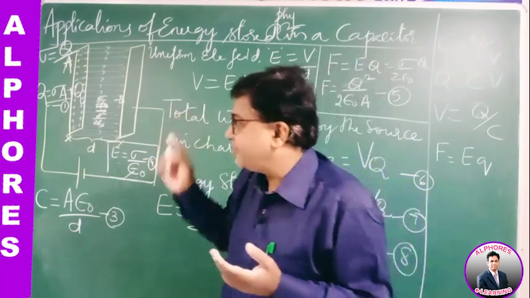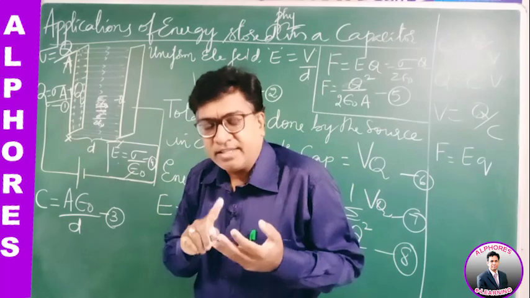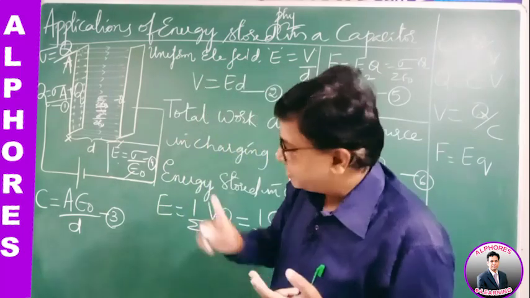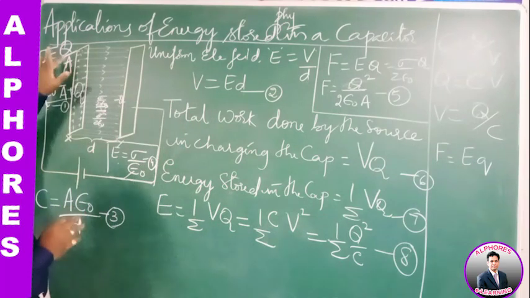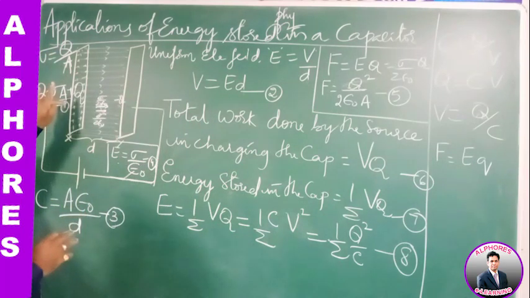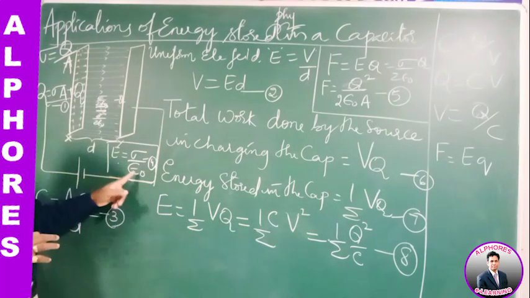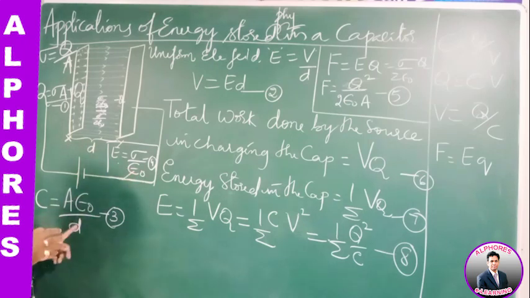Well, suppose he has given you the plate area, the distribution of the plates, and the charge. Then first, surface charge density sigma is q by A, so q is sigma A. Next, the electric field is sigma by epsilon naught, and the capacity is epsilon naught A by d.